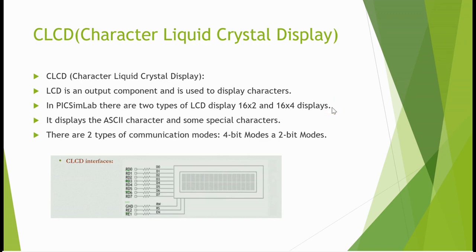CLCD stands for character liquid display. It is a type of LCD used to display text characters. It is an output component used to show information to users, such as the washing status, temperatures, and errors. It shows ASCII characters and some special symbols.